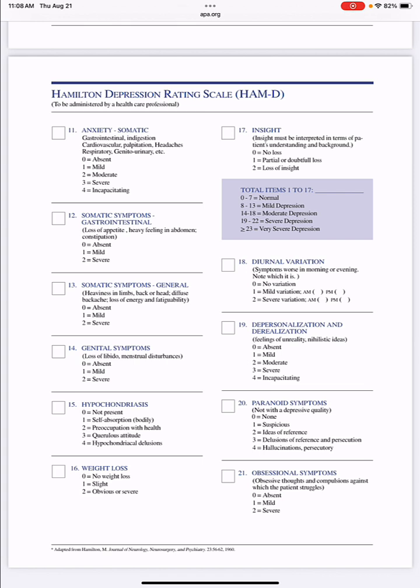Number 17, insight. Insight must be interpreted in terms of patient's understanding and background, 0 being no loss, 1 being partial or doubtful loss, and 2 being loss of insight or complete loss.